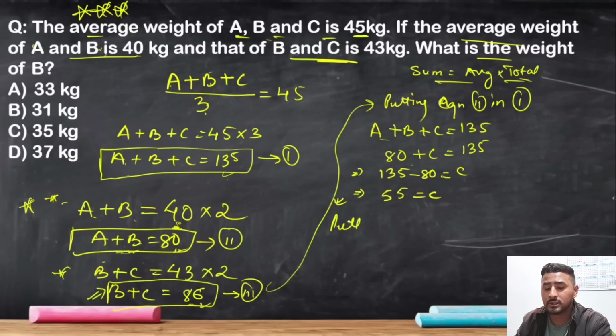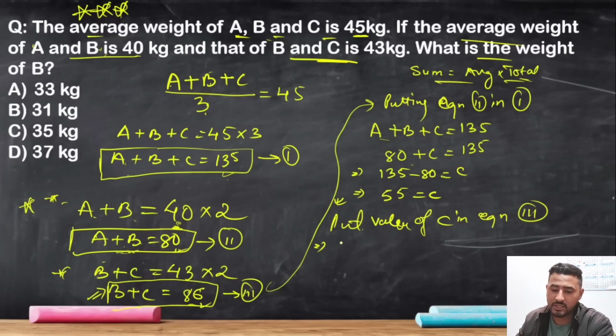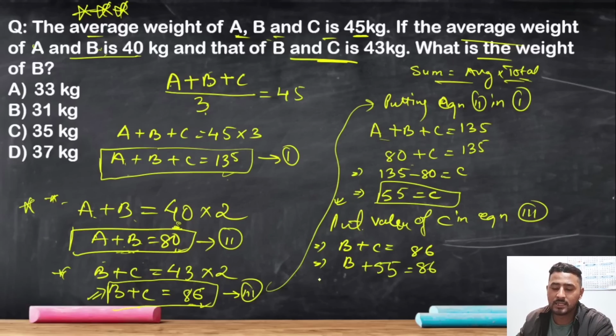Now once we get the value of c, let us put the value of c in equation 3. So what will happen? Equation 3 is b plus c is equal to 86. Our b we don't know, we need to find. b plus c, where c is 55. Don't be confused. b plus 55 equal to 86.